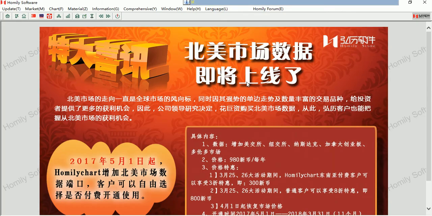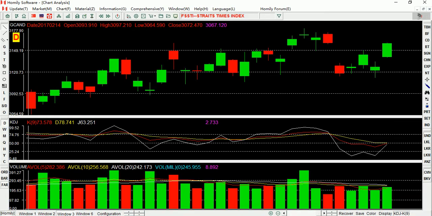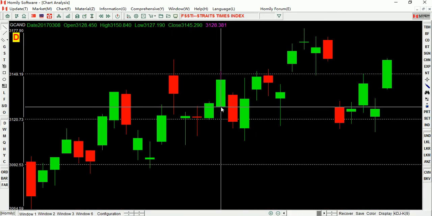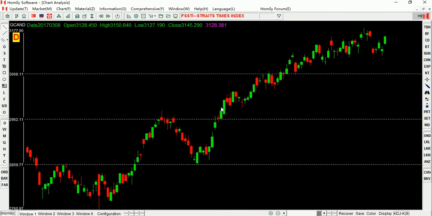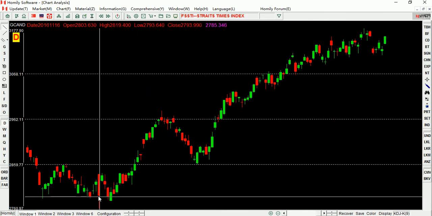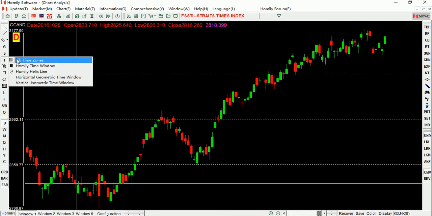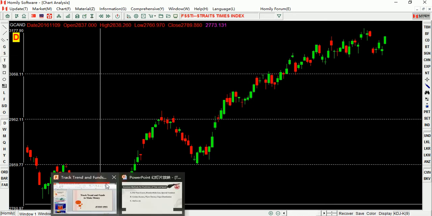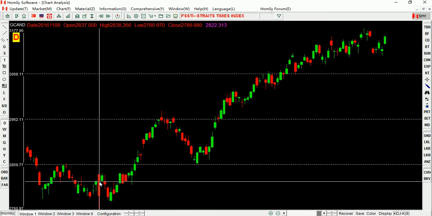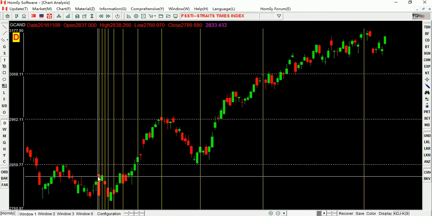Okay, so this is the software, right? Then we can see the chart. If we want to know where is the turning point for STI index, how to analyze? So we should find the important low point or high point first. Then we can click the time zone, then Fibonacci time zone. Then we just click this one. Then you can see the chart.